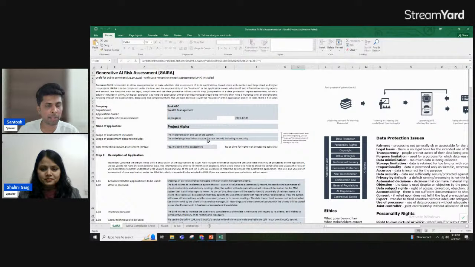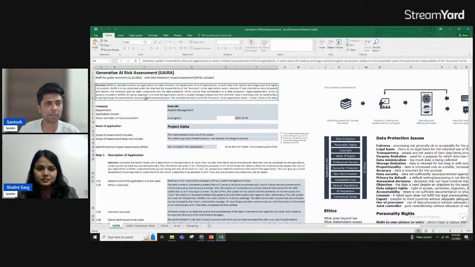So this is how a Gen AI risk assessment sheet will look like. When you're developing any kind of AI application, you need to do this kind of risk assessment, and this one also has the data protection impact assessment. So we talk about both the Gen AI risk assessment and DPIA included in this particular sheet.